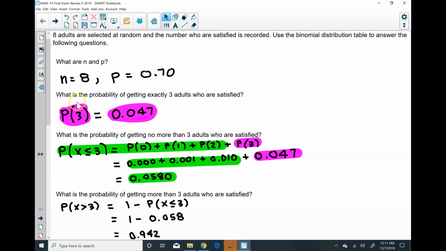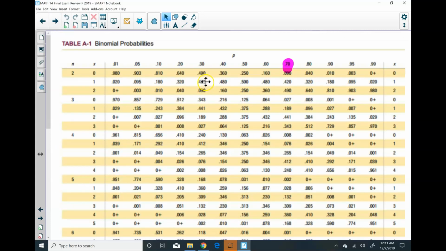Now, the next question states: what is the probability of getting exactly 3 adults who are satisfied? So we're looking for the probability of 3 adults. And what we need to do is use the binomial distribution table to answer this question. So if we take a look at the next page, here is the binomial distribution table. You have the value of n, you have the value of x, and then here are the binomial probabilities. Now, if we're looking at the value of n, scroll down a little further here, and then x is the number of trials, and we'll talk about that. And if you notice here, we're going to scroll all the way over to where you see 0.70 highlighted because that's the column that we want.